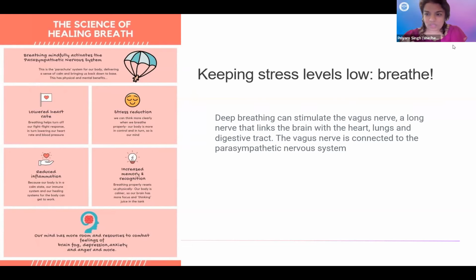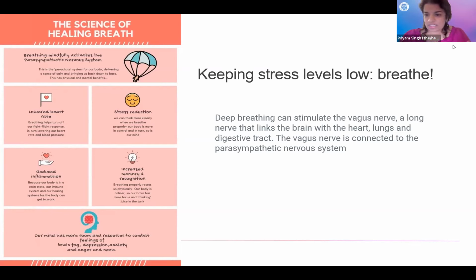So if there's one thing you want to remember from here, well, there really should be two things. The first thing should be, whenever you feel anxious, or you feel like your emotions are taking over, take deep, long breaths, and invest in learning a breathing technique or meditation technique that really clicks with you. Because breathing can help lower heart rate, it can help reduce stress, reduce inflammation, increase memory and cognition.